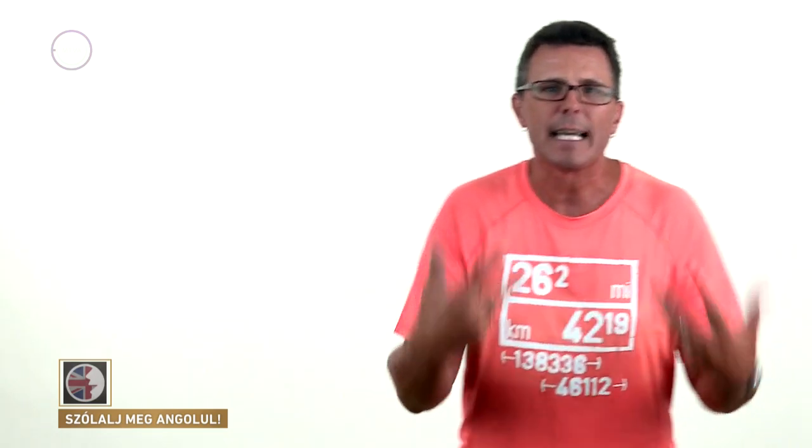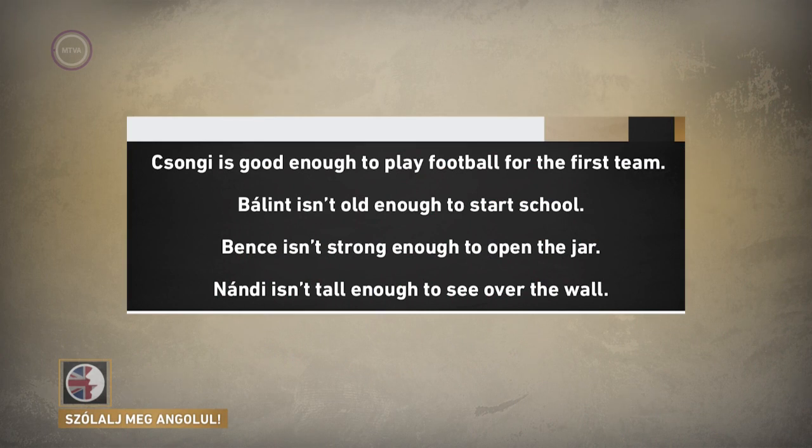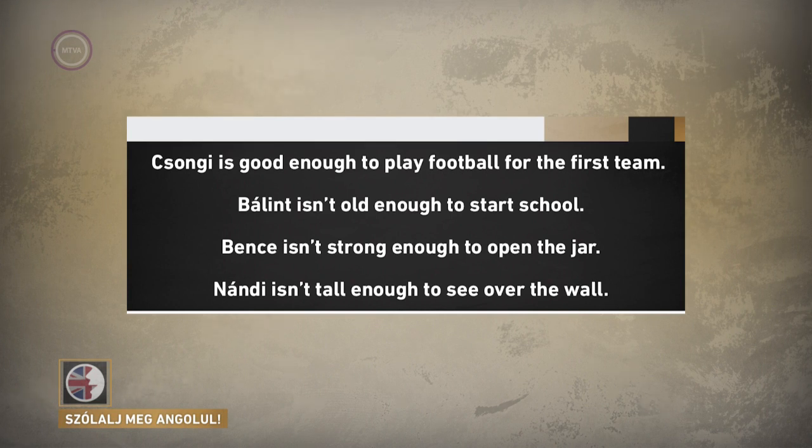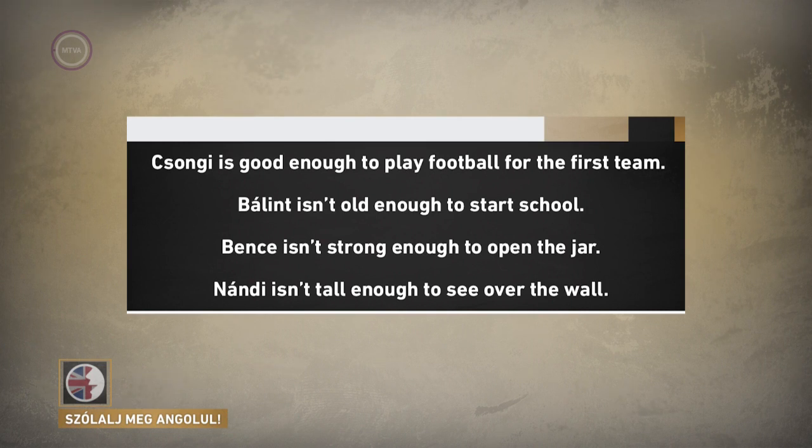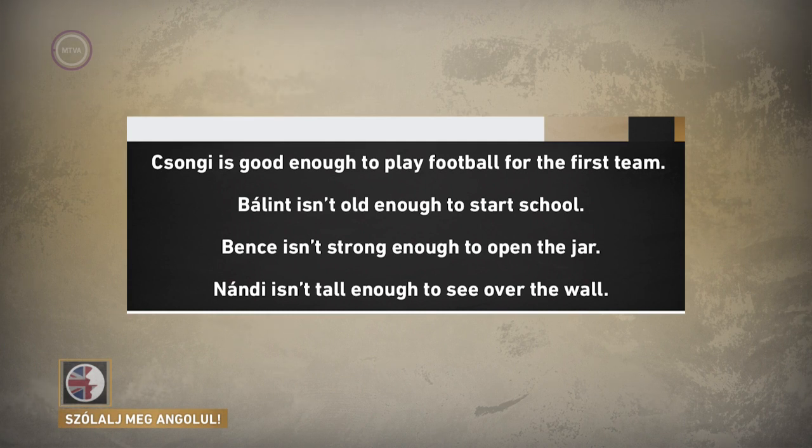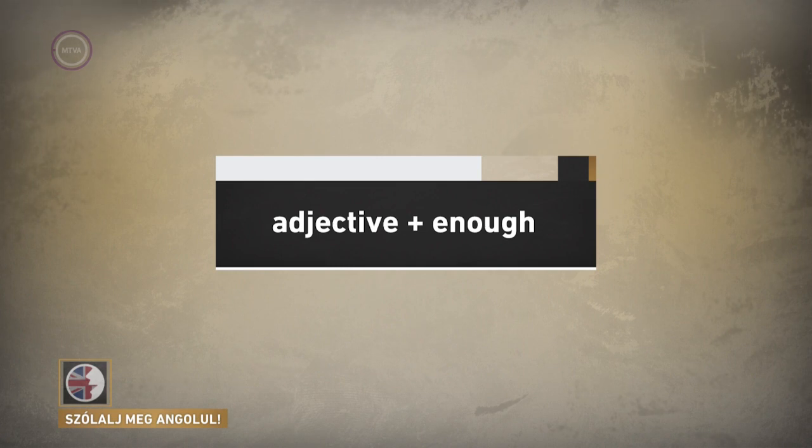So in the sentences, Chongi is good enough to play football for the first team. Balint isn't old enough to start school. Bense isn't strong enough to open the jar. Nandi isn't tall enough to see over the wall. We can see that we follow the four adjectives, good, old, strong and tall, with enough. It's adjective plus enough, not the other way around.